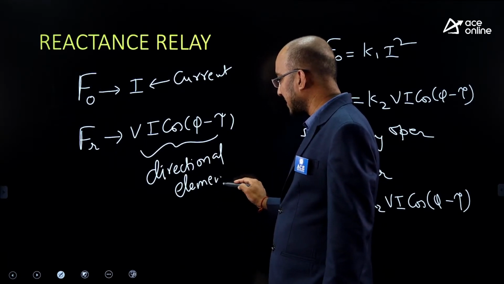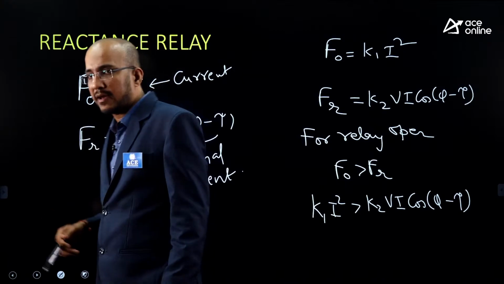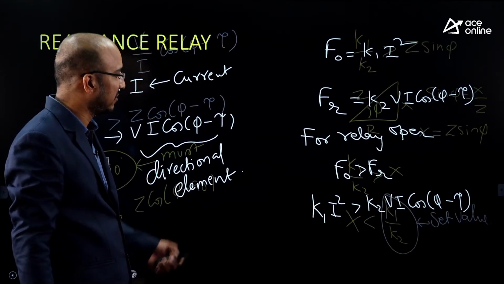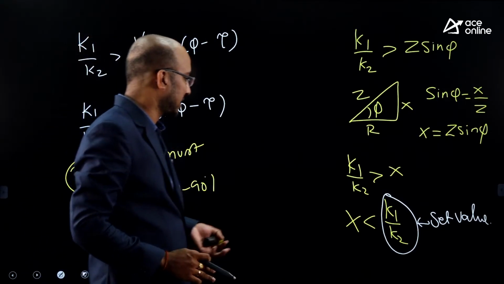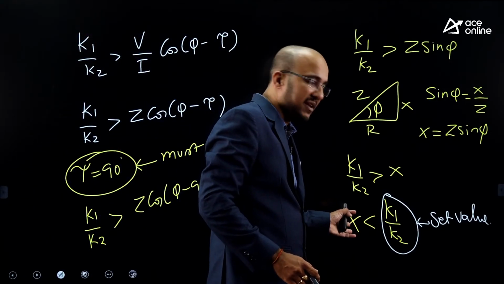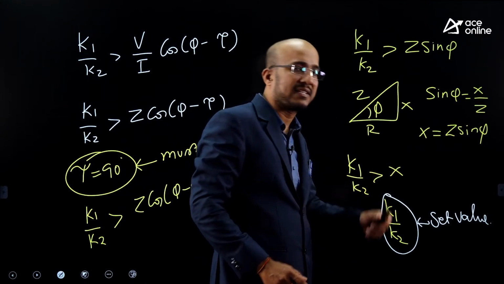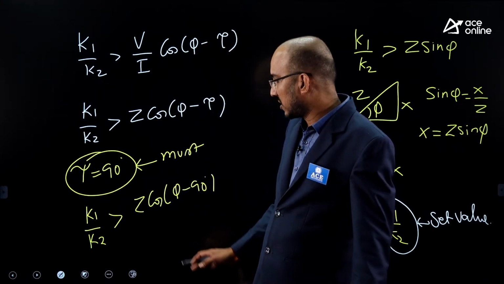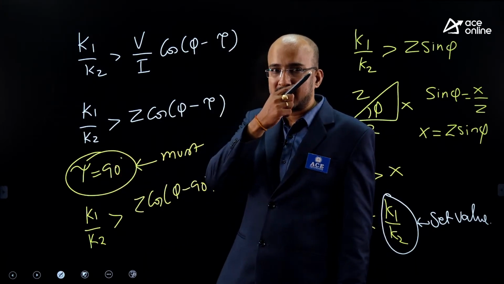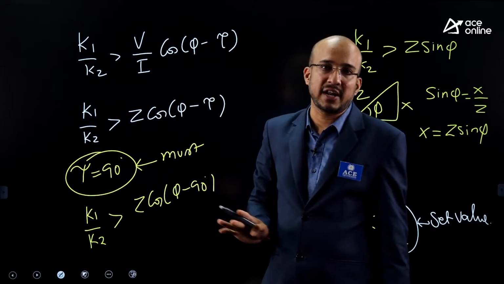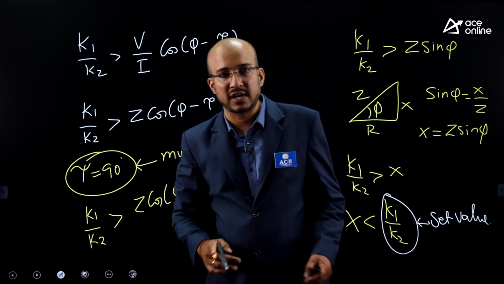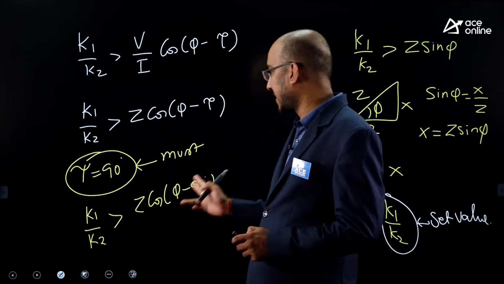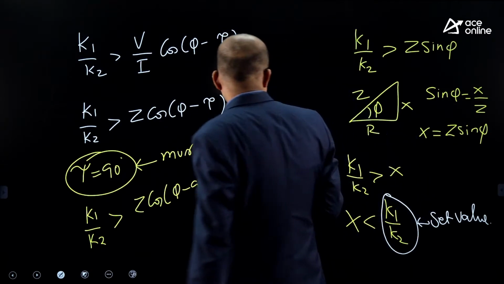So we have the conclusion that whenever the reactance seen by the relay is less than its set value, the reactance relay operates. For a reactance relay, tau must be 90 degrees. If tau is not 90 degrees, that is, if the maximum torque angle is not 90 degrees, then it will be an angle impedance relay.